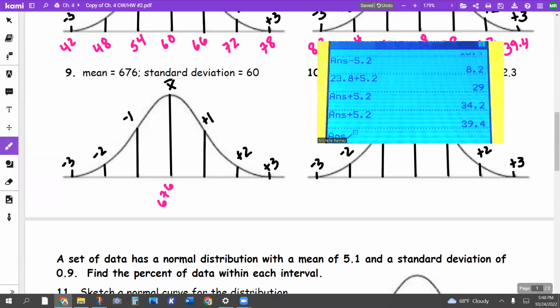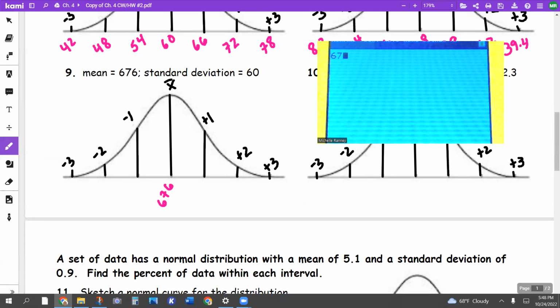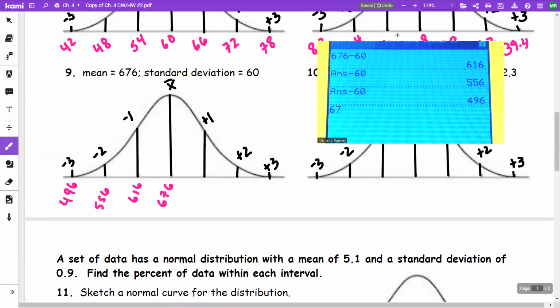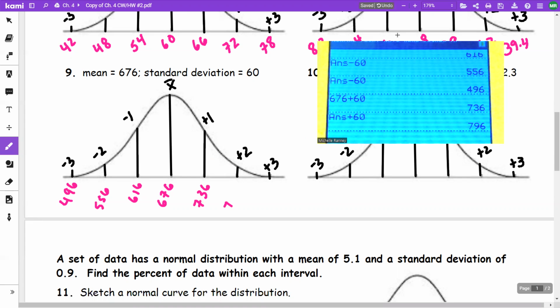Okay, so let me clear this. So 676 minus 60 is 616. Minus 60 is 556. Minus 60 is 496. Now going the other direction, 776 plus 60 is 736. Plus 60 is 796. Plus 60 is 856. Okay.